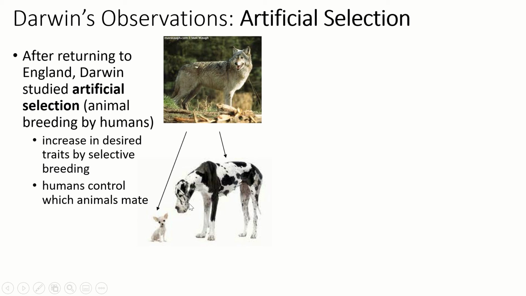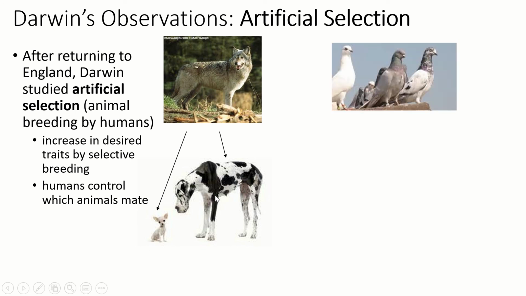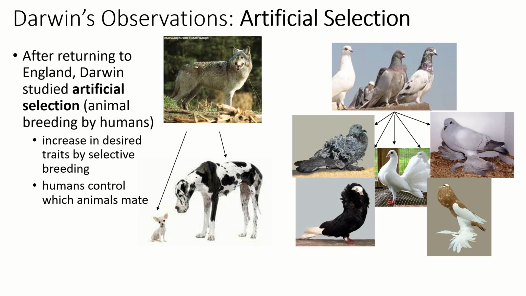So you can get very large dogs like the Great Dane or very small dogs like the Chihuahua. These are all descended from wolves over a period of a few thousand years, and most dog breeds over a few hundred years. He also studied and, in fact, bred pigeons. Pigeon breeders call them fancy pigeons. And depending on which traits you breed for, you can create a lot of different phenotypes of pigeons.